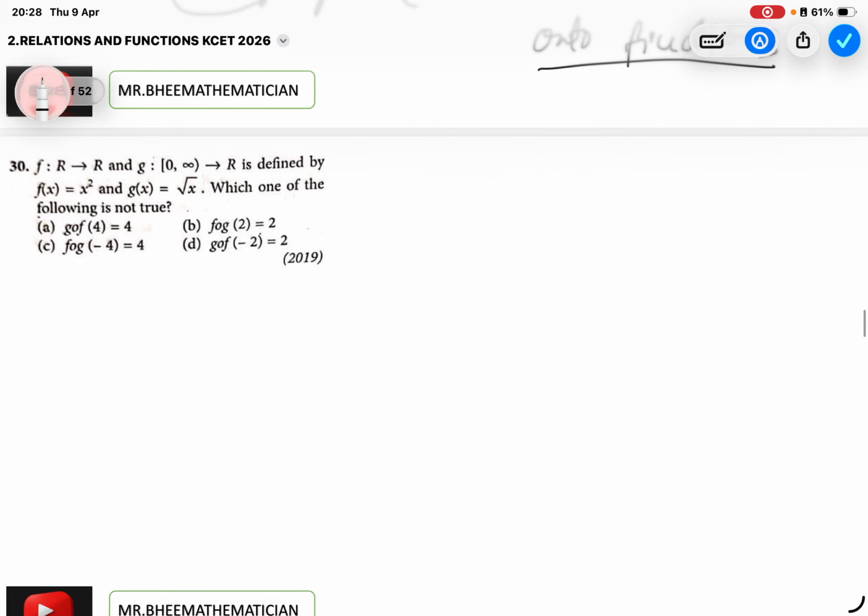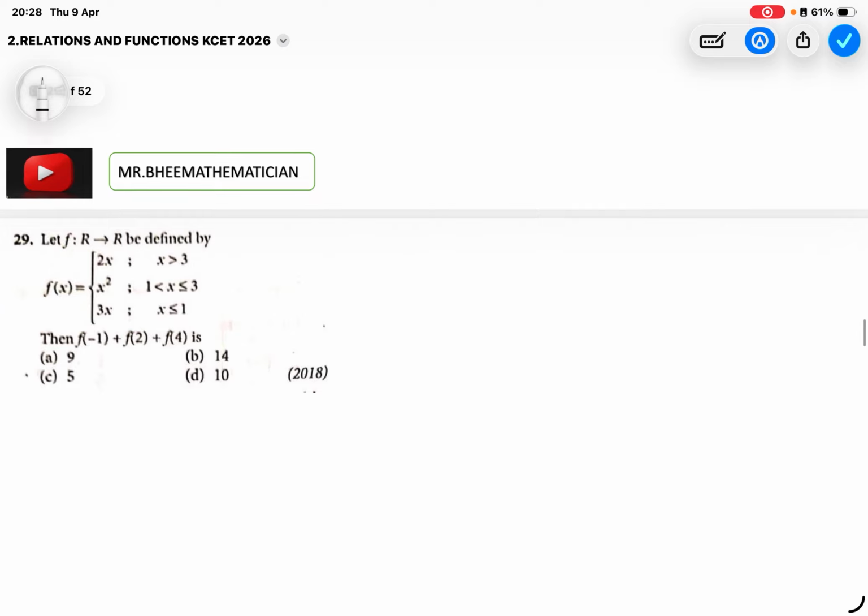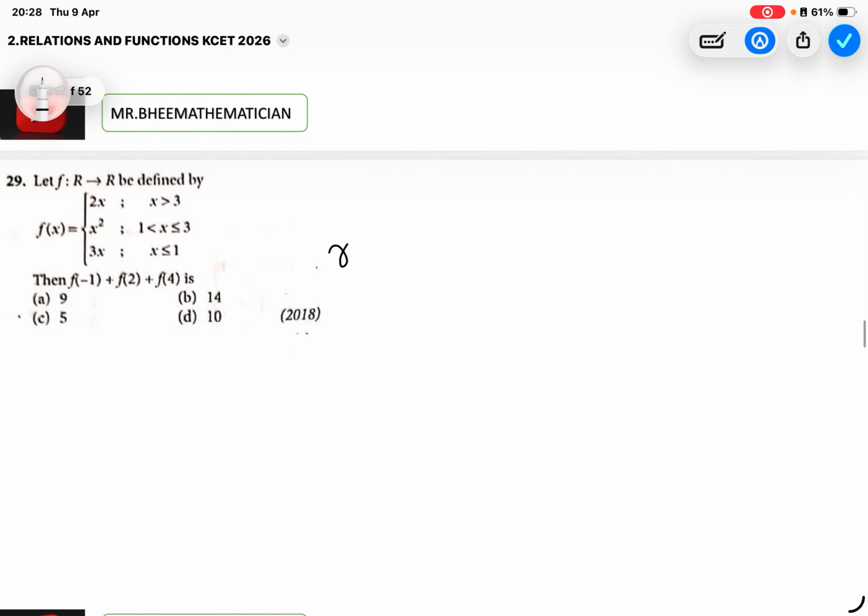Next, this is also repeated. This is again repeated. Repeated means the same pattern. You can go and watch.